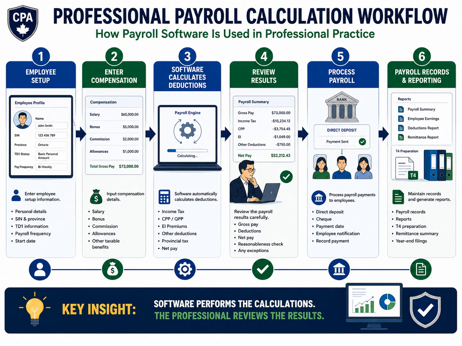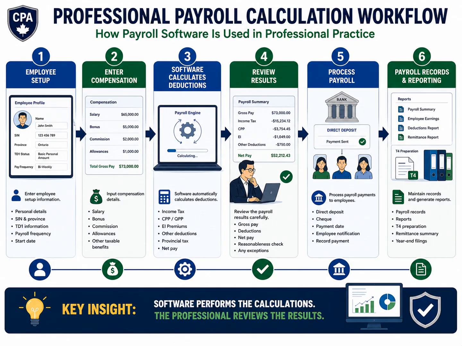The tax preparer reviews the payroll summary and verifies that the numbers make sense. Gross pay should agree with the intended compensation amount. Tax deductions should appear reasonable. CPP and other deductions should be consistent with expectations. Any unusual amounts or unexpected results should be investigated before payroll is processed.